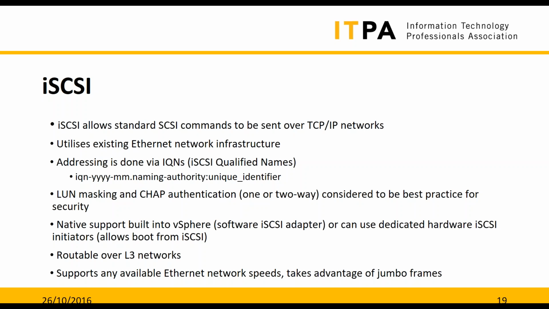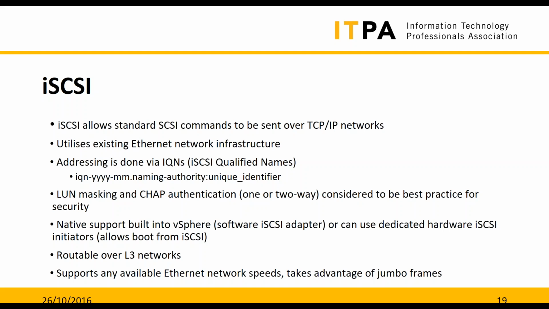So addressing is done via IQNs, which take the format of IQN dash, so you know it's an IQN, a 4-digit number, which is the year, followed by a 2-digit number, which is the month, and then the naming authority. And that naming authority is basically the DNS name of their primary domain in reverse. So you'd have IQN-2004-10.com.vmware followed by a unique identifier, which tends to be based on the hardware MAC address, I believe. But it's a unique identifier.